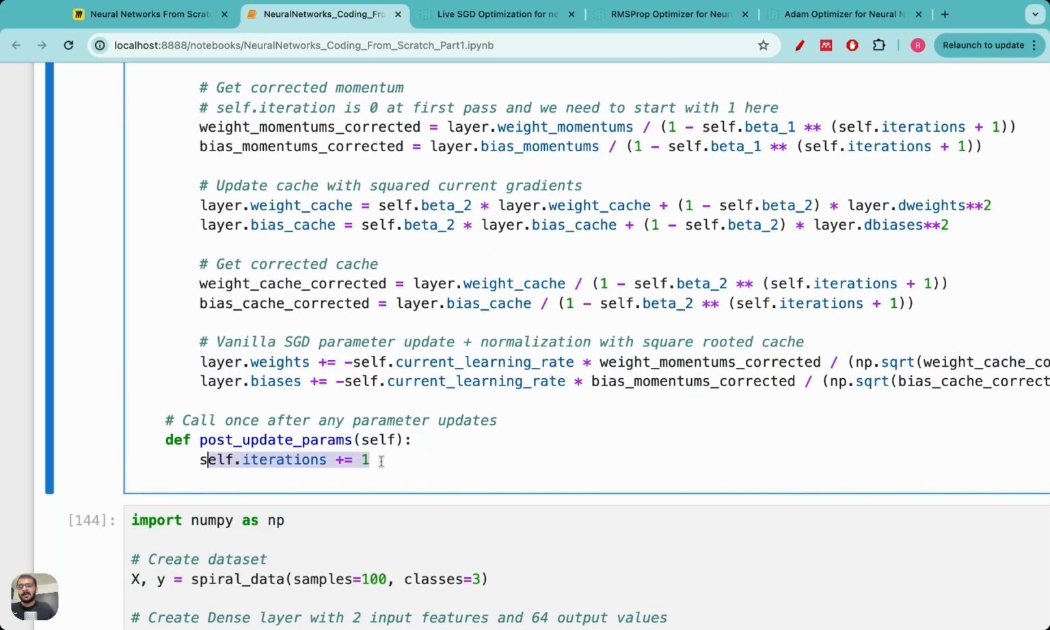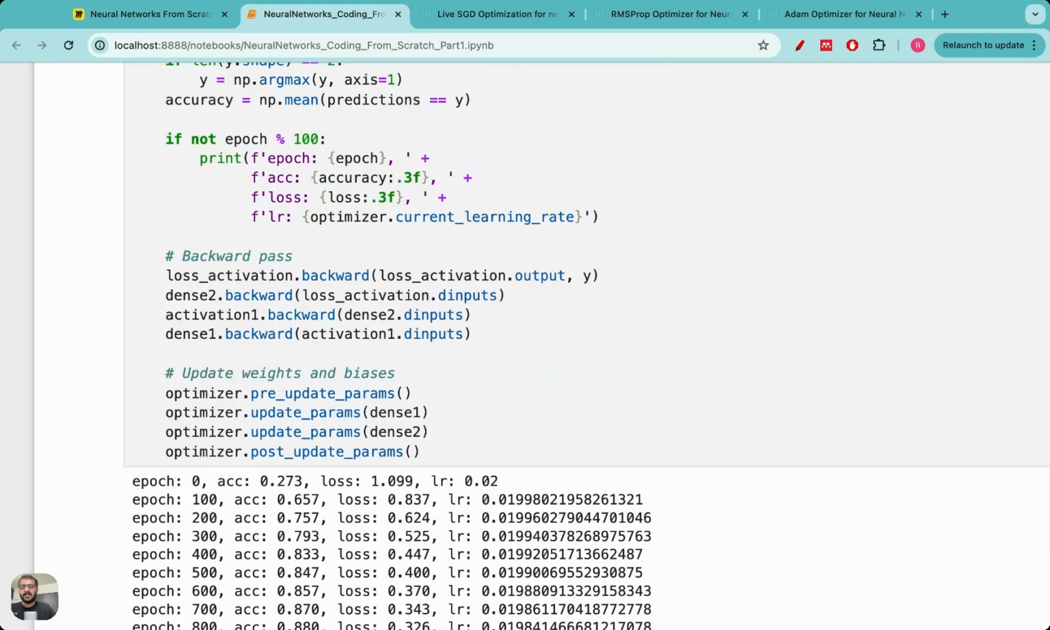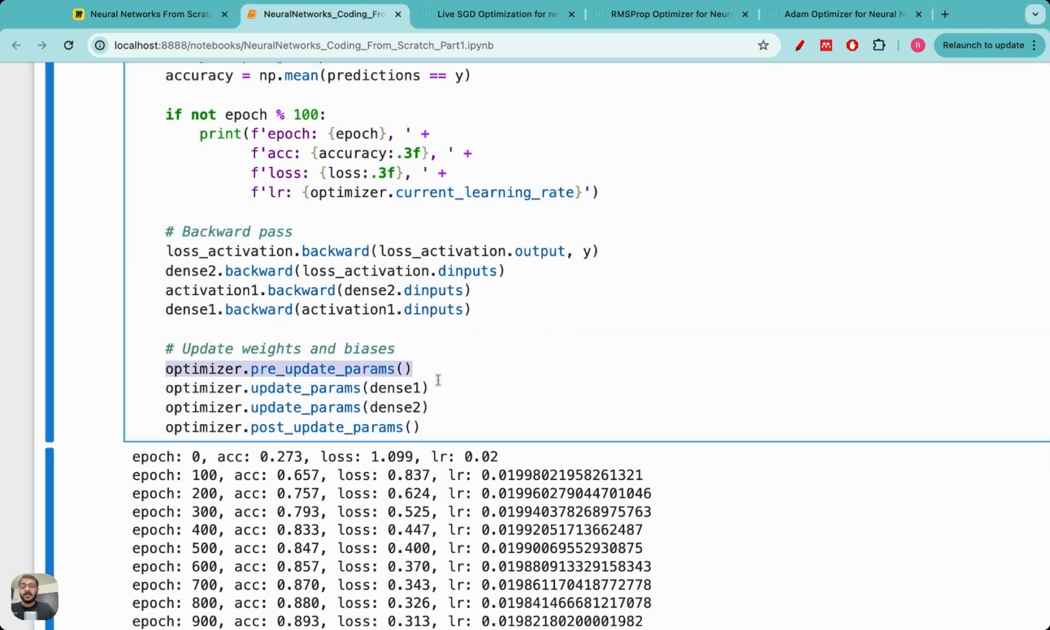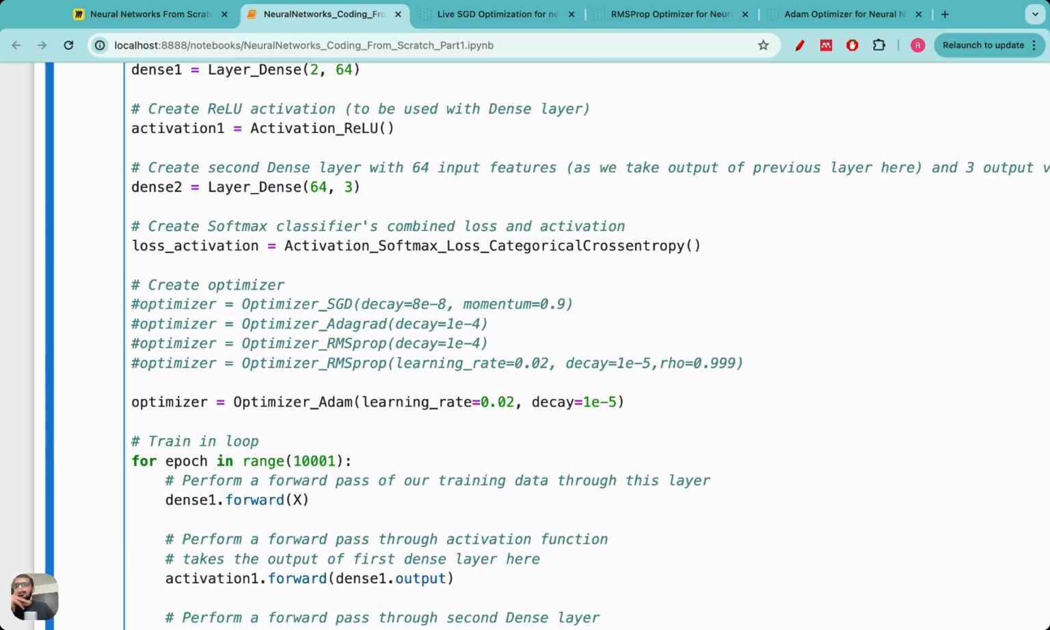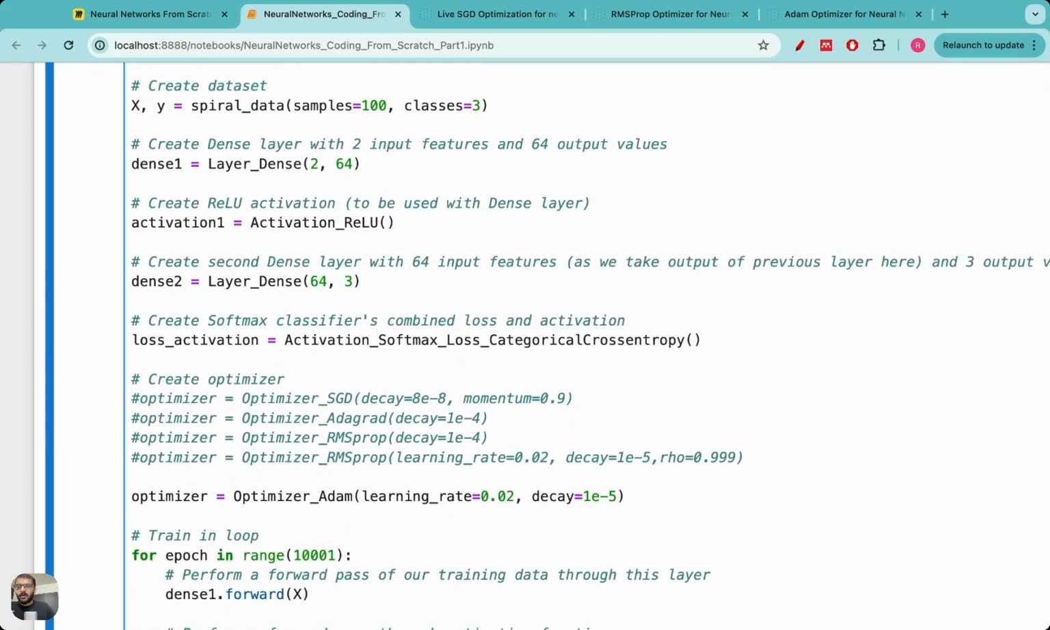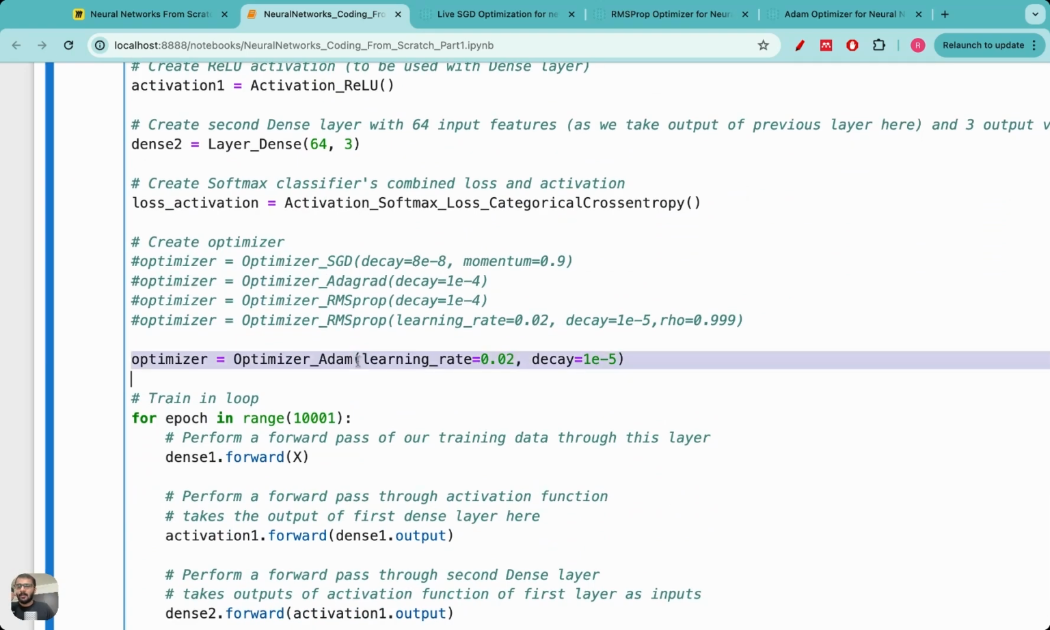And then we will call post update params just to increase the iteration number and to keep track of the iterations. So we call pre-update params, then we call update params for layer 1, and we call update params for layer 2, because the parameters of both these layers need to be updated. And then we call post update params to make sure that the iteration number is updated so that the learning rate in the next iteration can be adapted accordingly. So this is how the entire forward and backward pass code is written with the ADAM optimizer class.